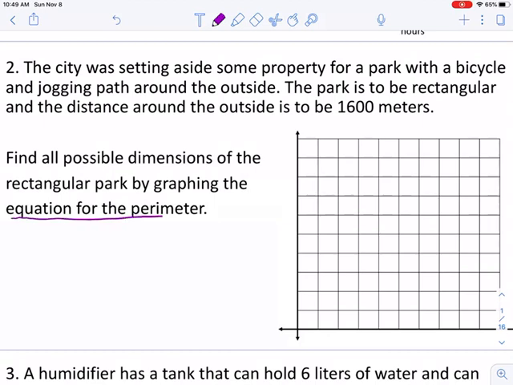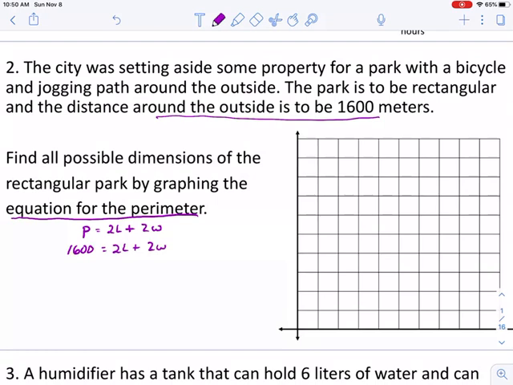Okay, so there's a hint here. We need the equation for the perimeter. So remember back to formulas? You have a formula for the perimeter of a rectangle. So that's P equals 2L plus 2W. And it says the distance around the outside is 1,600 meters, so that we know the P is 1,600. So that gives us now 1,600 equals 2L plus 2W.